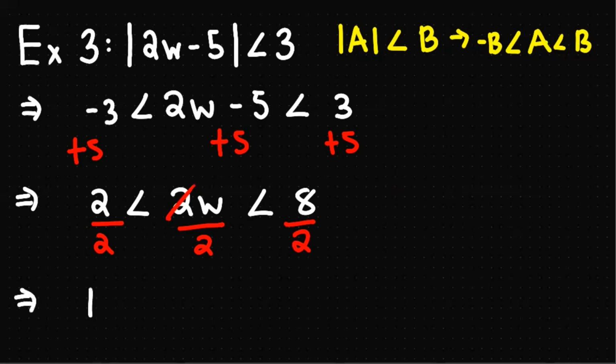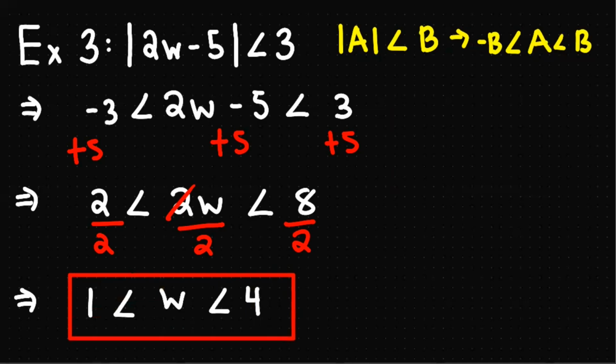And we'll get here 1 less than w less than 4. So this out here is our answer for this problem. In interval notation, we can express this as (1, 4). Like that. It's very straightforward and simple in this one, since we solve the inequality at the same time. Now what if we have this?